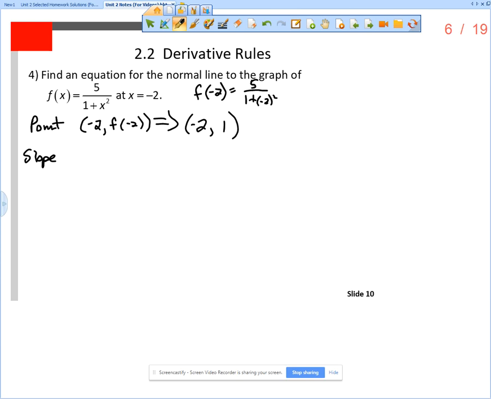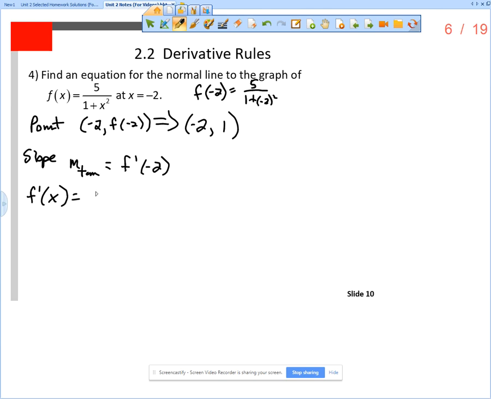All right, next, slope. I want the equation of the normal line, but in order to do that, I have to find the slope of the tangent line. So the slope of the tangent at x equals negative 2 is going to be f prime of negative 2. So in order to find f prime of negative 2, the first thing that I need to do is find f prime of x. All right, so f prime of x using the quotient rule.